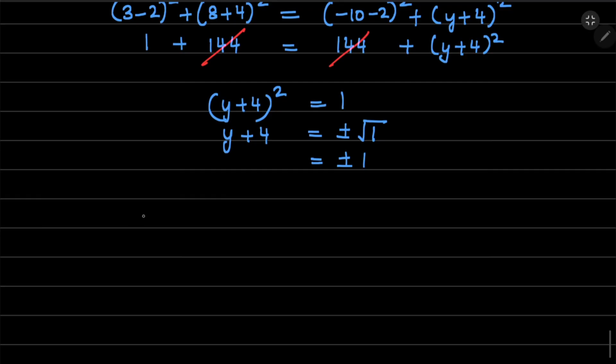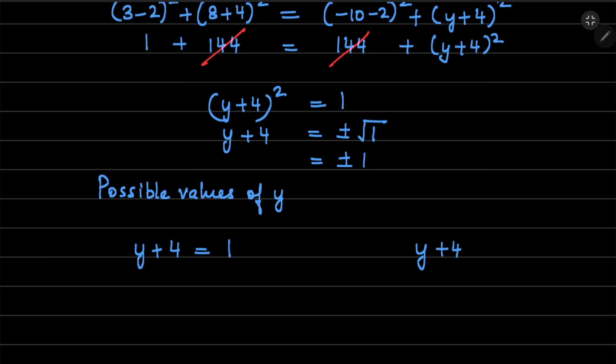So the possible values of y will be either you will have y plus 4 equal to plus 1, and the other value that's possible is y plus 4 is equal to minus 1.